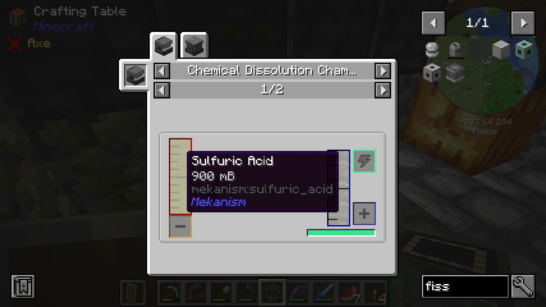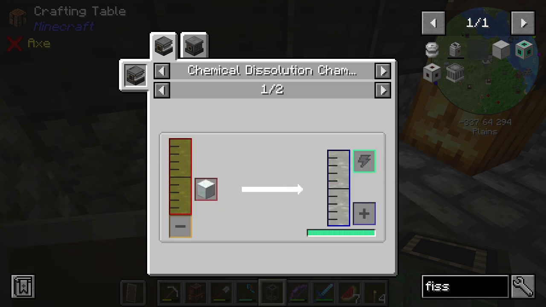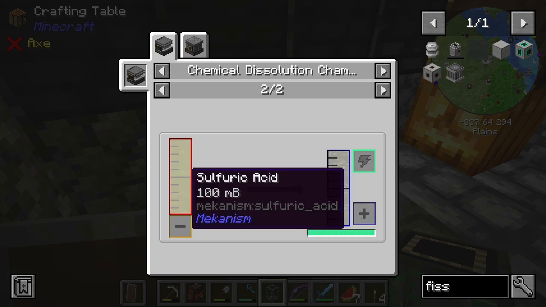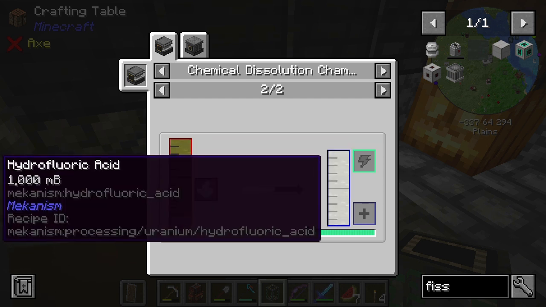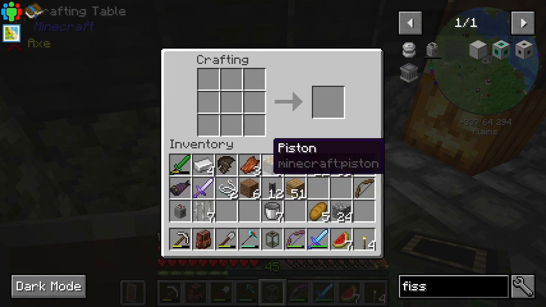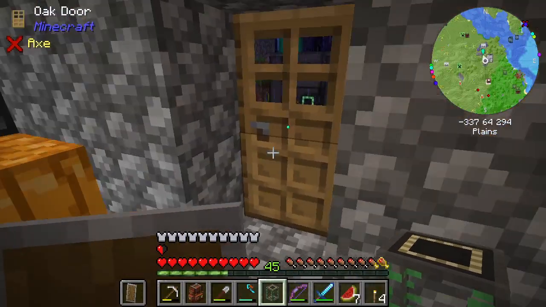One unit of sulfuric acid makes 10 of, well, actually, yeah, I thought you didn't necessarily need a block of it. So, one tenth of a bucket of sulfuric acid makes one bucket of hydrofluoric acid when reacted with fluorite. I have a tank here. It holds 32 buckets.